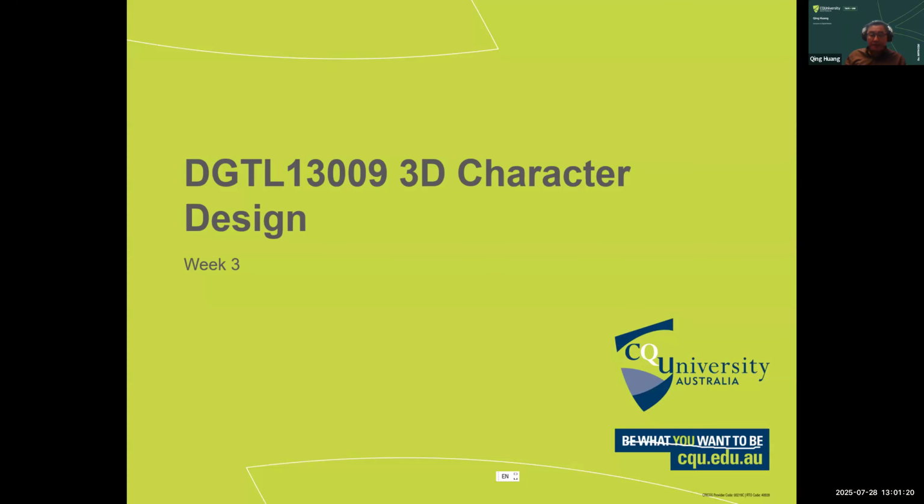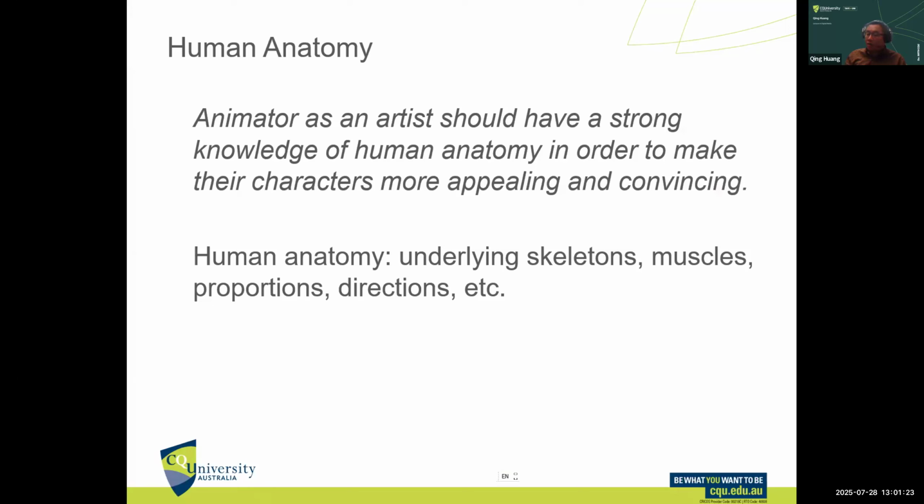This is week 3. And from this week on, we are going to study a little bit of human anatomy. This week, next week, and maybe the week after. As animators and artists, we should have a strong knowledge of human anatomy in order to make your character more appealing and convincing. Human anatomy means the level we want to study is the underlying skeleton, major muscle groups, proportion, and more importantly, maybe its direction, the movement direction, etc.